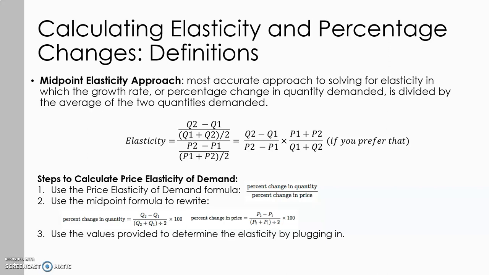2. Rewrite the formula in midpoint form. Percent change in quantity is (Q2 minus Q1) over ((Q2 plus Q1) divided by 2). That times 100 is going to come off at the end, so we can ignore it for now. And then we'll take our percent change in price and replace it with (P2 minus P1) over ((P2 plus P1) divided by 2). Again, we can chop off that times 100 because there's one upstairs, one downstairs, they're going to cancel out. And finally, 3. we're going to take the price and quantity values and determine the elasticity by plugging and chugging.